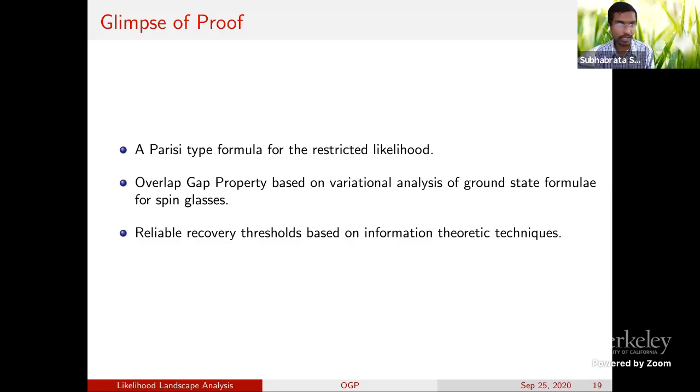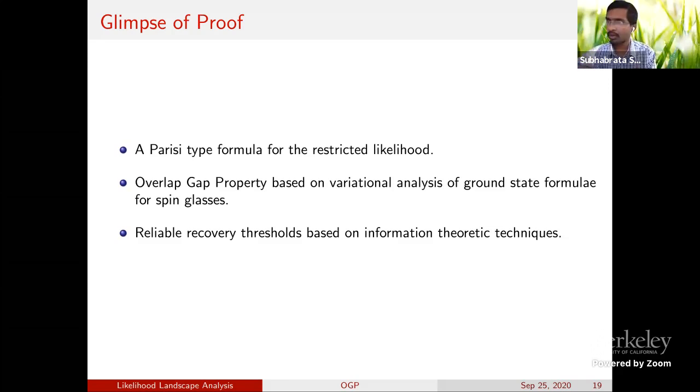In the time that I have left, maybe I can talk a bit about some proof ideas and highlight how we went about doing this. As I said, the main technical ingredient was a Parisi type formula for this restricted likelihood function. And then one had to actually analyze the behavior of this variational formula in the scaling limit where rho goes to 0.